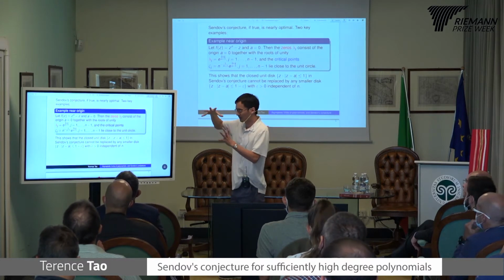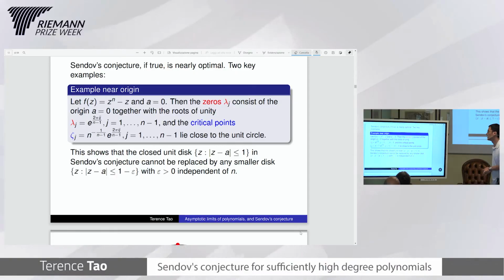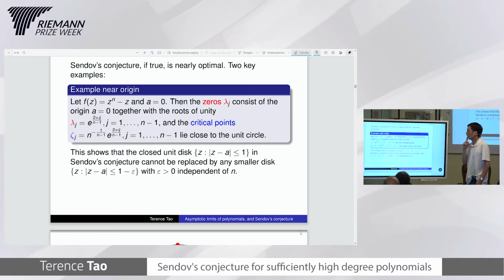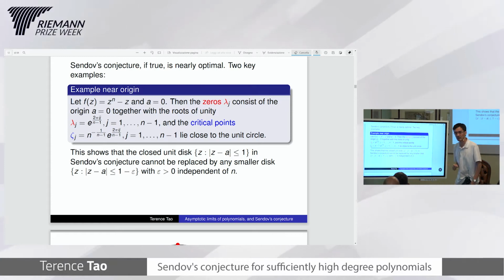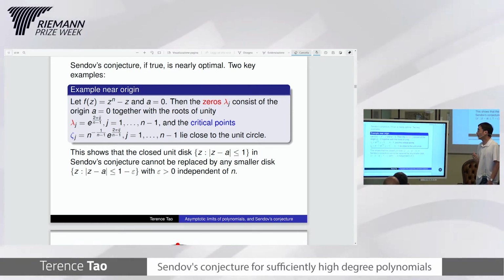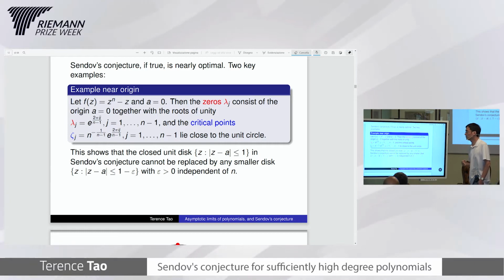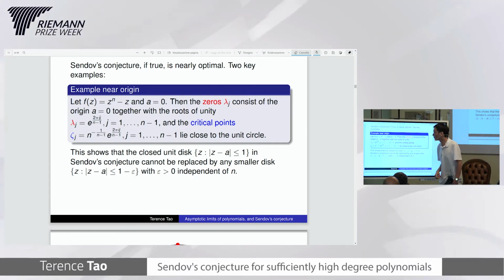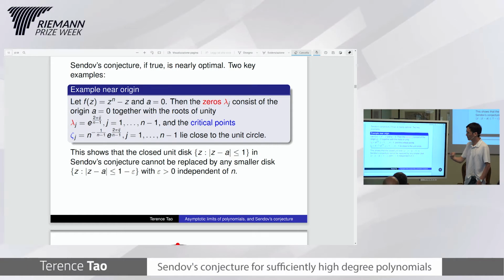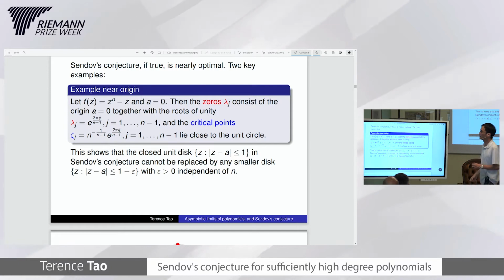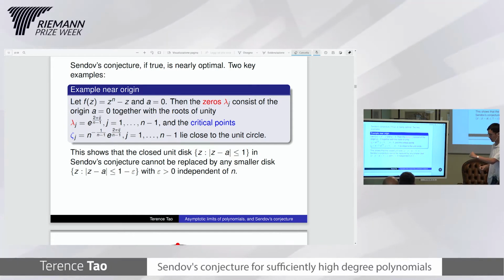So why distance 1? 1 is the best possible. Let me present two examples that show why this unit distance is the right conjecture. Here's a simple test case. Take this polynomial, z to the n minus z. That's a polynomial of degree n. So what are the zeros of this polynomial? Well, clearly there's a zero at 0, so we'll call that A. But then there are also zeros on the unit circle. There are the n minus 1 other zeros, and they're equally spaced on the unit circle. They're roots of unity.